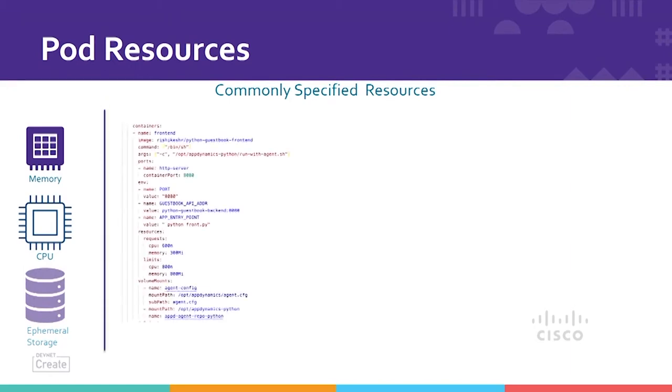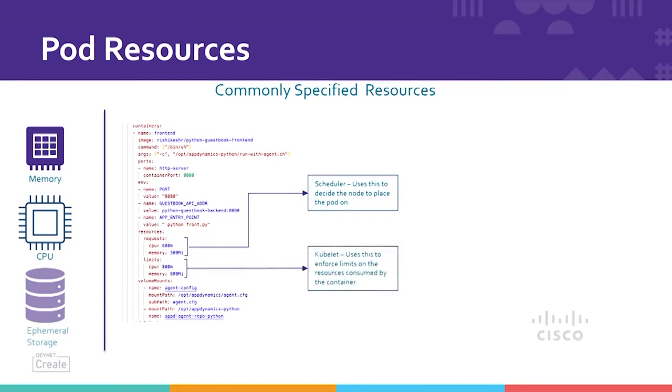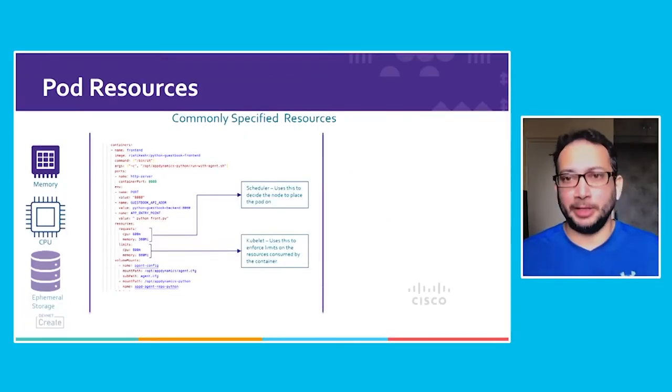This is a part of my Kubernetes manifest for my particular pod. And specifically, I want to highlight the request and the limits. The request is what's used by the Kubernetes scheduler to decide the node on which the pod is to be placed. The limits are used by the kubelet to enforce limits on the resources consumed by the container. Now let's look at those specifically.